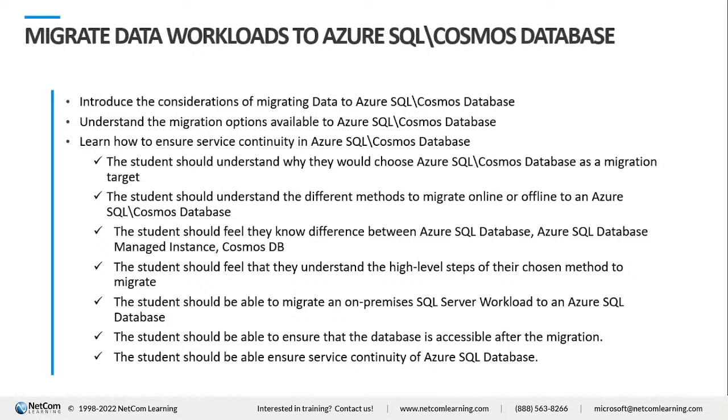And there are different methods to go ahead and migrate. Should we migrate online or offline? Students should know these are the things a student wants to understand during migrations. Students should have the high-level steps of the chosen methods to go ahead and migrate. The students should also be able to migrate different workloads. This is a very important point, that the database should be accessible. It should not be that the data is migrated and some of the tables are gone.